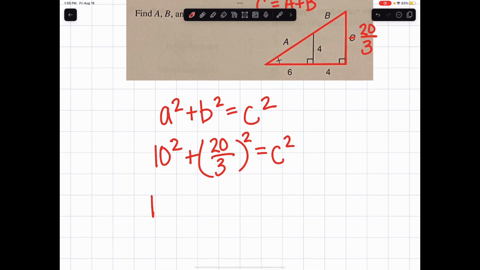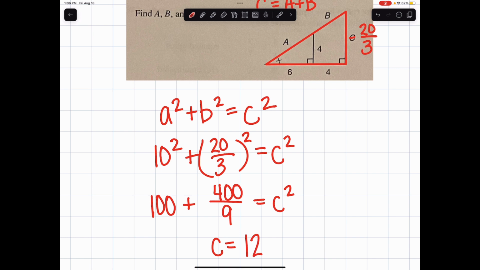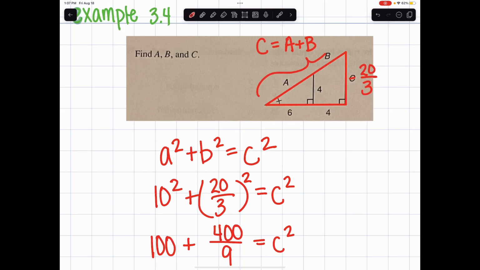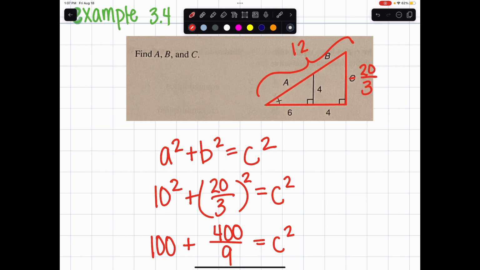Okay, 10 squared is 100. 400 over 9. I used my calculator and got C is equal to 12. So this whole thing is 12. I just noticed another thing that we could have done that would have been easier too.